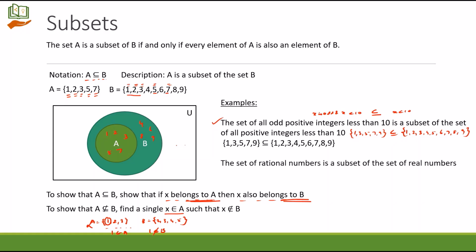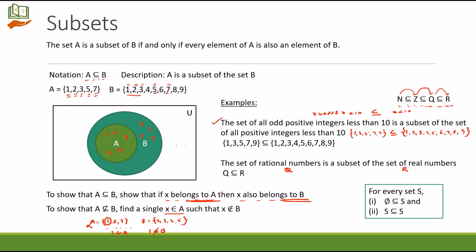The set of rational numbers is a subset of the set of real numbers. Rational numbers is Q, real numbers is R. So we can say Q is a subset of R. In that case, if you consider all the popular sets, the non-negative numbers is a subset of integers. Integers are a subset of rational numbers. Rational numbers are a subset of real numbers.